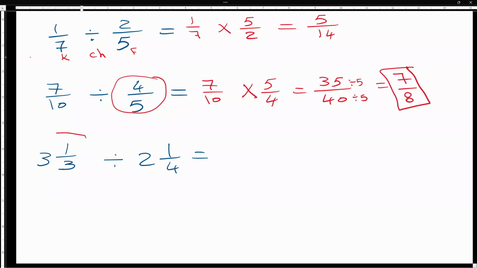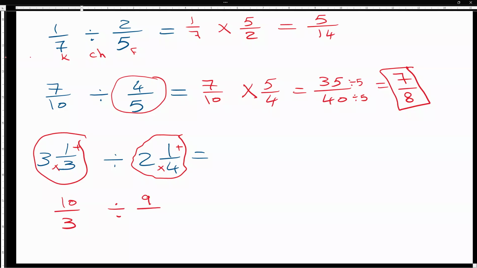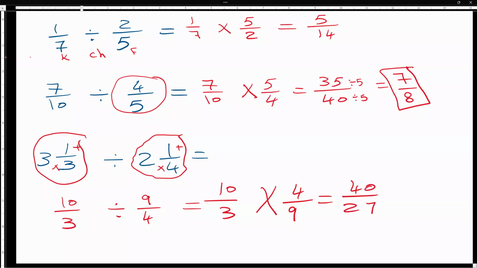What about these ones? These ones are different. They are mixed fractions, so I need to do what? Yes, I need to convert them first. So I'll multiply by the denominator, adding the numerator. So 3 times 3 is 9, plus 1, it's 10/3, divided by, multiply by the denominator, adding the numerator. So 2 times 4 is 8, plus 1, 9 out of 4. From here, I'll keep, change, and flip. So the answer is 40 divided by 27.